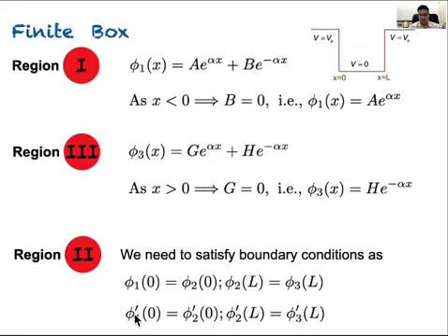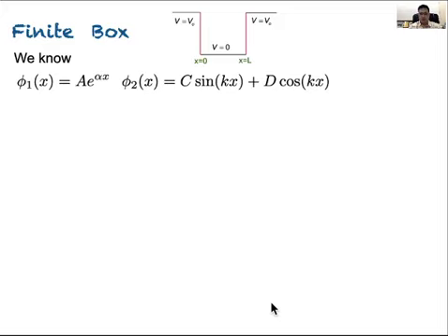So this is the derivative of your phi 1 at x equal to 0 is equal to the derivative of phi 2 at x equal to 0, and the derivative of phi 2 and the derivative of phi 3 are supposed to be the same at x equal to L. Okay, so this is the phi 1 we have written in the previous slides, and this is the phi 2. Now let's apply the boundary condition at x equal to 0.